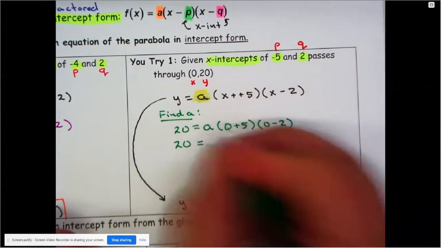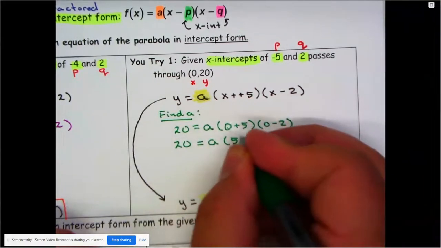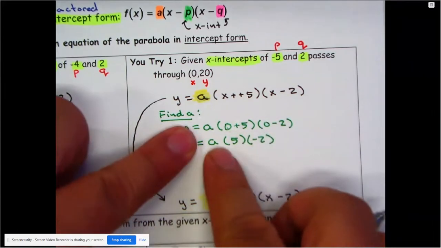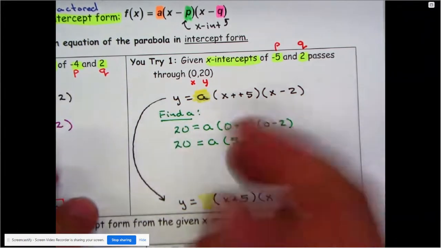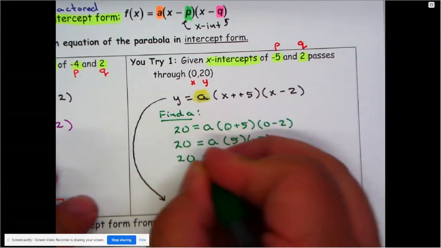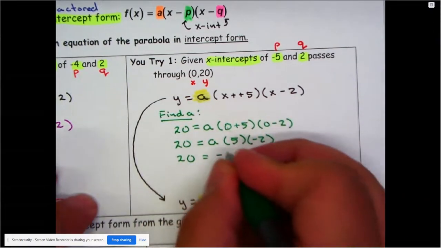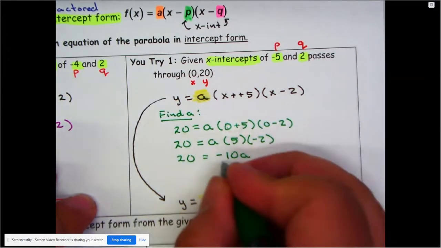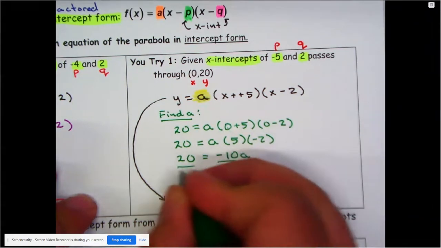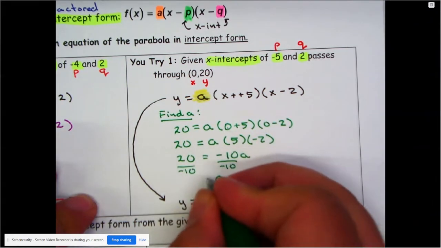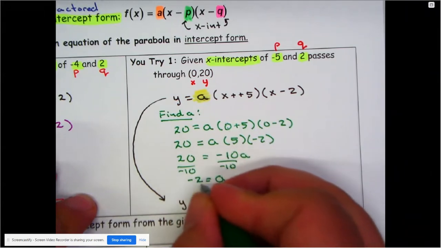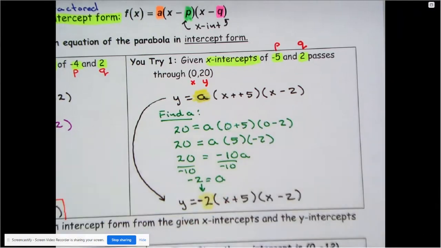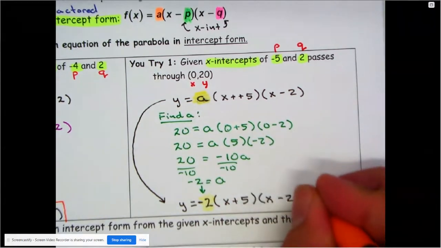So 20 is equal to, well, 0 plus 5 is just 5. 0 minus 2 is just a -2. Technically, I'm multiplying all three values here, all three terms, if you want to think of it that way. So 5 times -2 is -10 with an a right next to it. Just have one last step. I need to divide by -10. And once we divide by -10, we get that the a value is just -2. And so just like that, we have found the missing value, -2, and my equation is now officially complete.